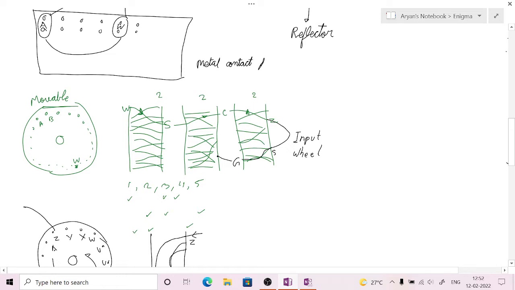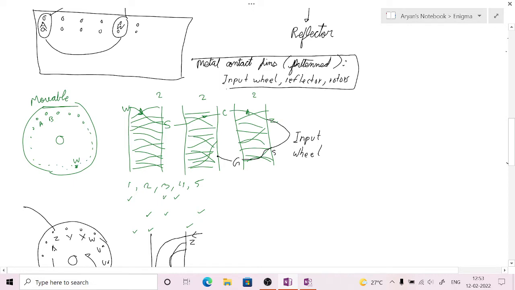pins, which were flattened in a circle shape, and all those metal contact pins were present only in the input wheel, the reflector and the rotors. Nothing else had those metal contact pins, only those things. So this is another thing one can note.